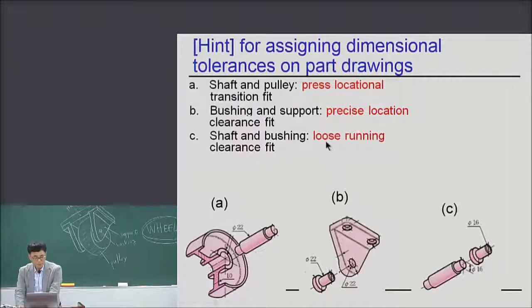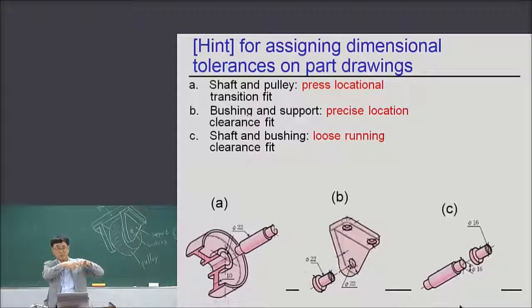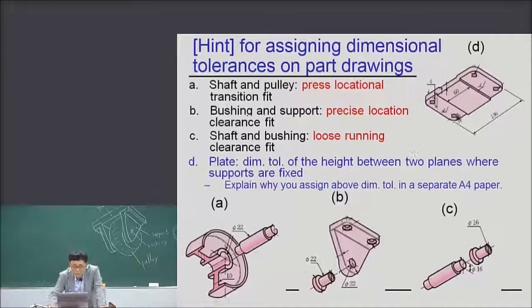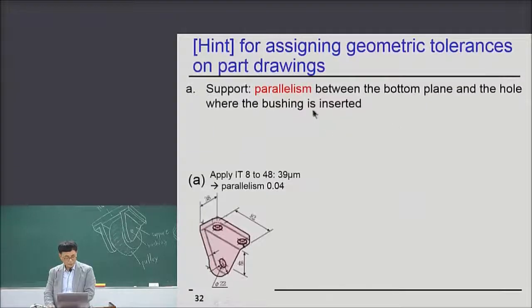Shaft and bushing is a loose fit, because relative motion should be possible, because the function of the bushing is bearing. So the shaft is turning inside the bushing, so a loose fit has to be achieved. And the other dimensional tolerances have to be given case by case, but the height between two planes, this plane and this plane, has to be given. Okay, and please think about it.